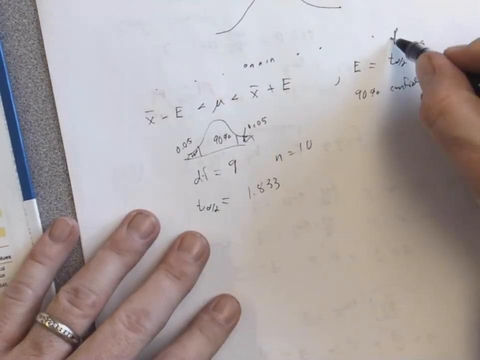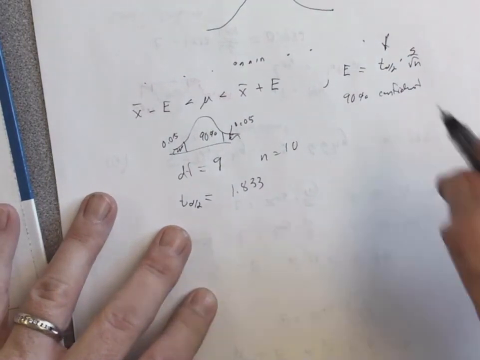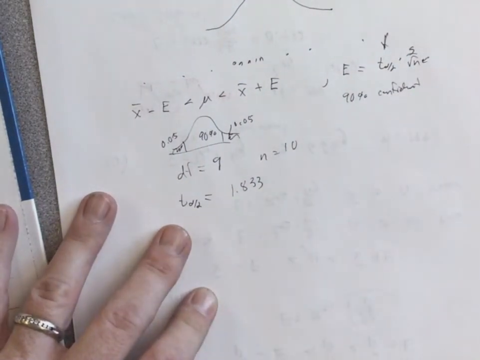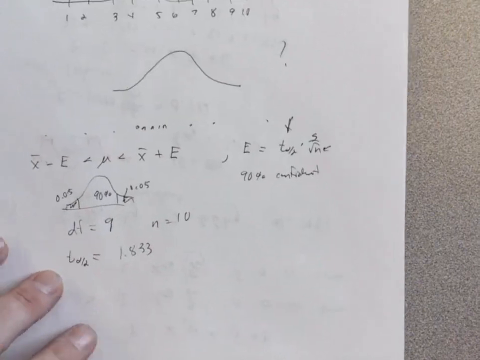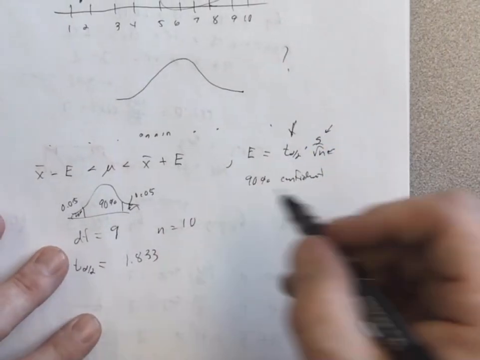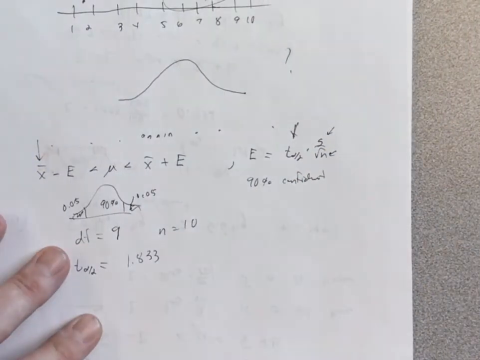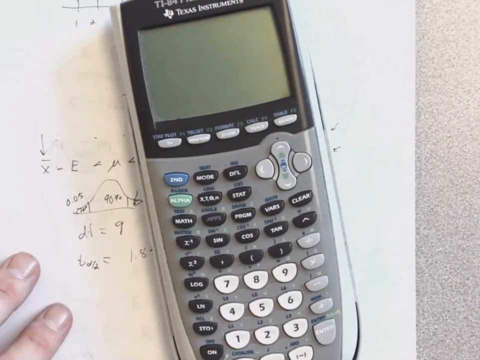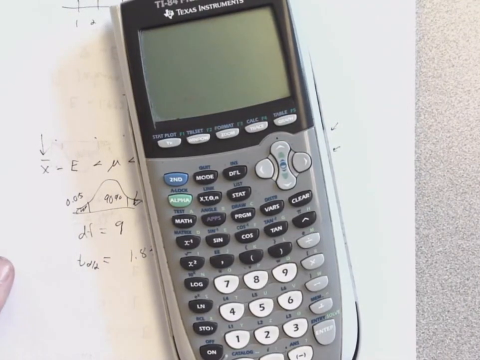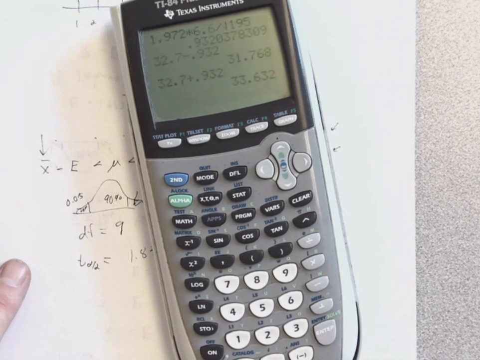So this takes care of that, right? I know t alpha over 2. I also know n. What do I still have to find? I need to know s, and I also need to know x bar, right? Okay, so what I'm going to do is use my calculator, because we're never doing this by hand again, right? I told you that. So let's pop these things in here.